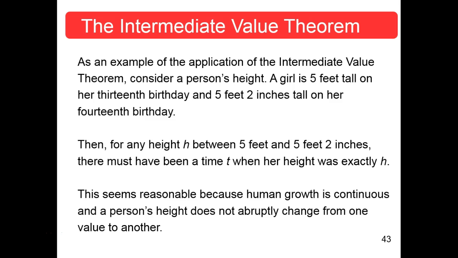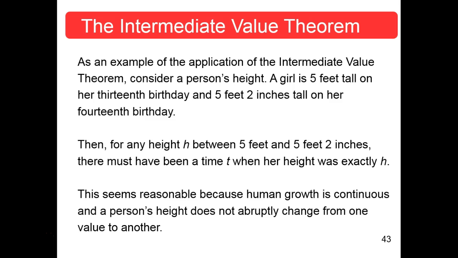As an example of an application of the intermediate value theorem, consider a person's height. Consider your height, from the time you were a baby and they measured you and you were so many centimeters or inches long until you got to where you are today. A few of us may have gone up and then come down some. The rest of you are probably still on your way up or stable, okay? But guess what? A girl 5 feet tall on her 13th birthday and 5 feet 2 inches tall on her 14th birthday, there was some age in between, where she was 5'1", or 5 foot a half inch, or 5 foot 1 1/4 inches, or whatever.